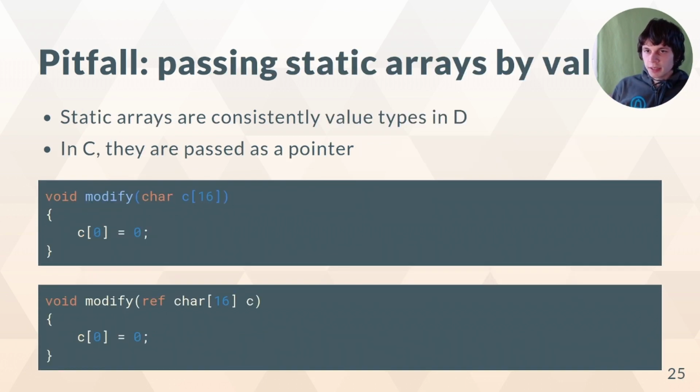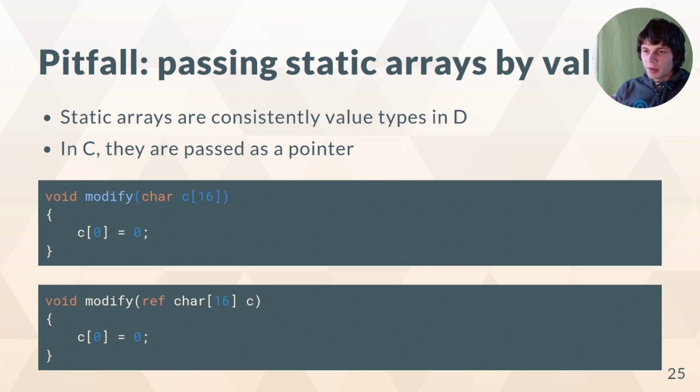Passing static arrays by value. So static arrays are consistently value types in D, but in C, when they are a function parameter, they are passed as a pointer, and so when you modify the function argument, it's modifying the static array that the caller provided. In D, a static array is passed by a copy, so you need to add the ref keyword.